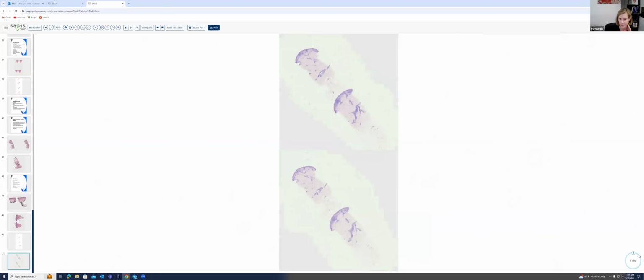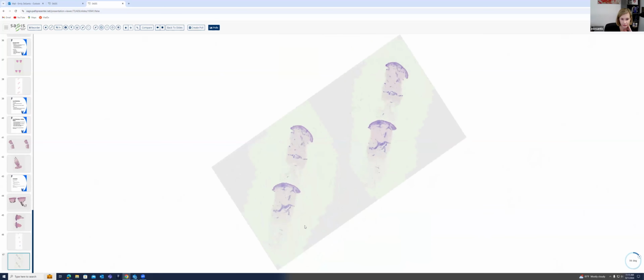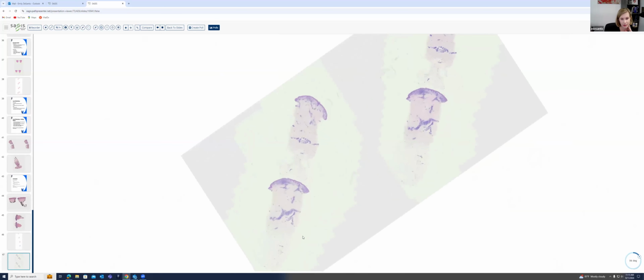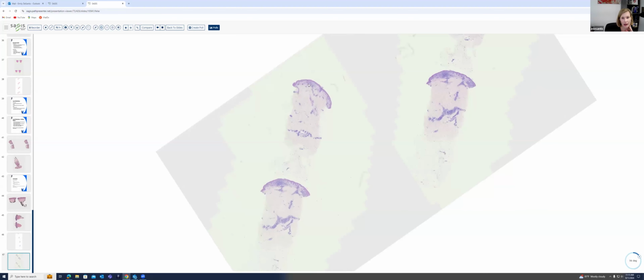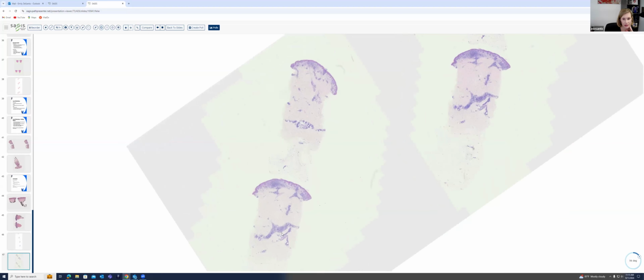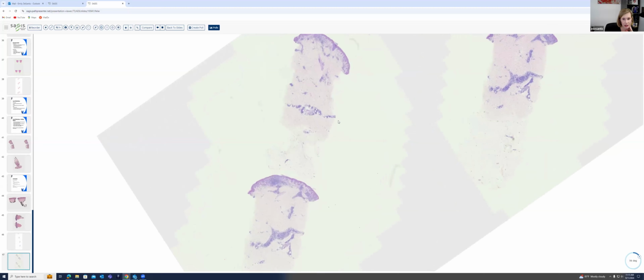And then our last slide, again, nice bisected punch biopsy. This actually goes very deep. We have some subcutaneous tissue here. So this would be a great biopsy if we were looking for panniculitis. And we see a superficial inflammatory infiltrate that also extends into the deep dermis.